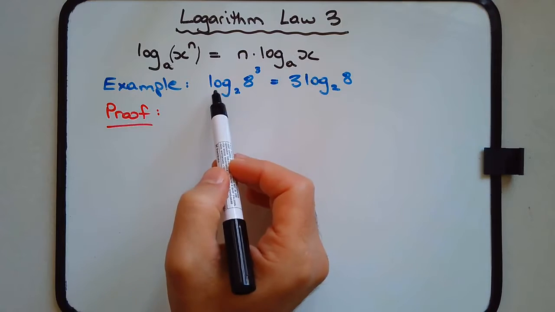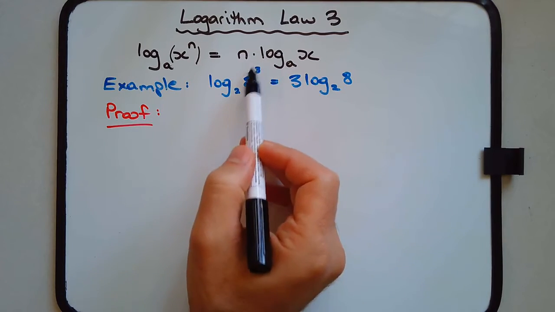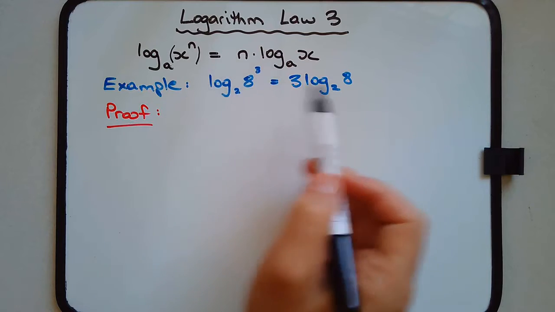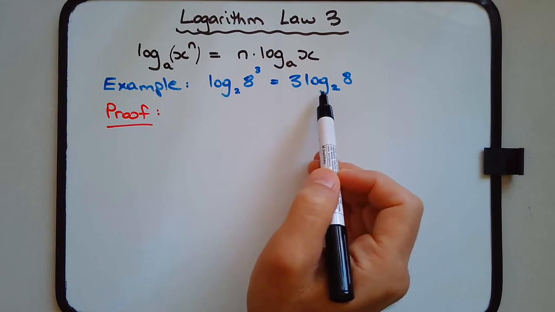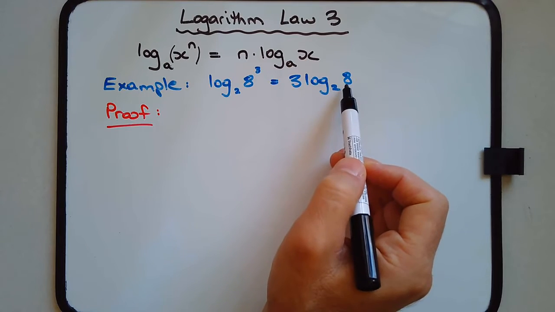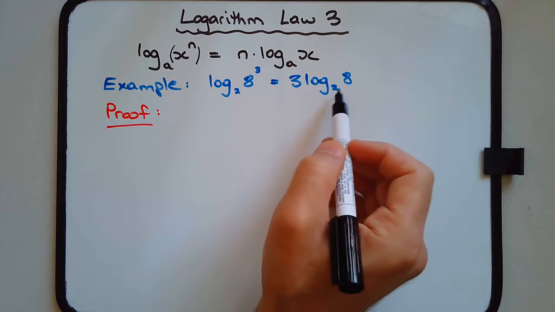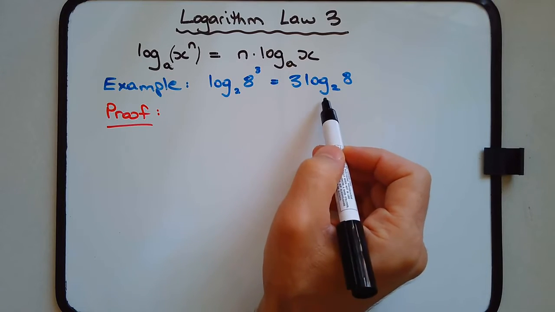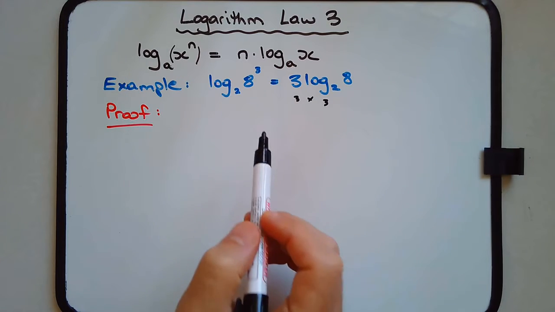So an example would be log base 2 of 8 to the power of 3. The 3 moves out to the front and it turns into a product of 3 times log base 2 of 8. So 3 log base 2 of 8, well, the log base 2 of 8 is equal to 3, and we're multiplying it by 3, so that gives you 9.